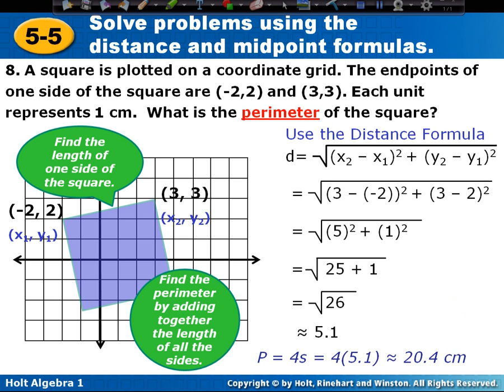So make sure that you answer the question that they're asking here. They did not just ask for the distance, they asked for the perimeter of the square. So we had an extra step there. We had to either add 5.1 4 times or multiply 5.1 times 4. And again, please make sure that you have the centimeters, because if they give you units, it's always important that you write those units down. Okay, make sure you have all that down before you move on.